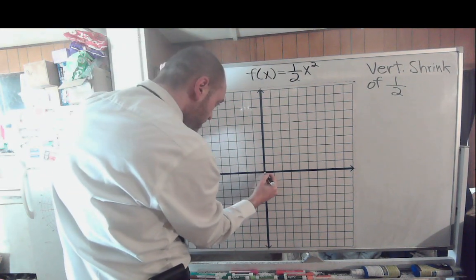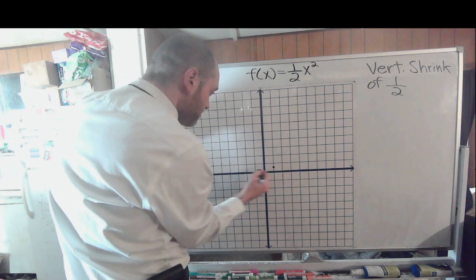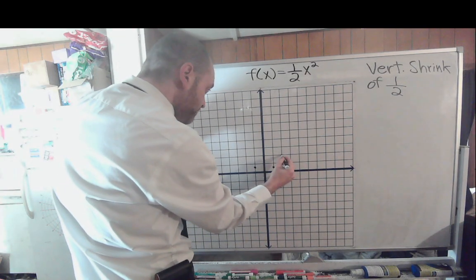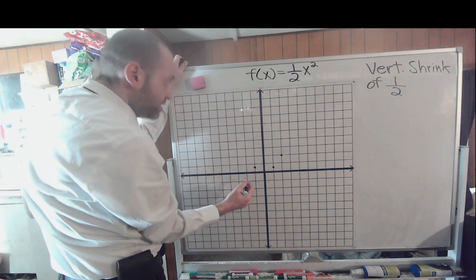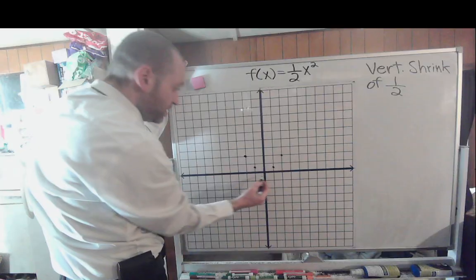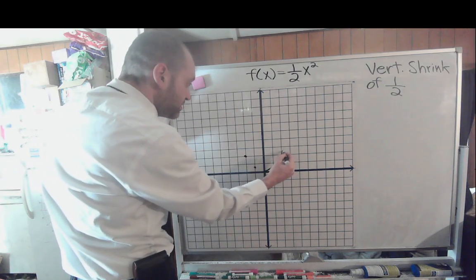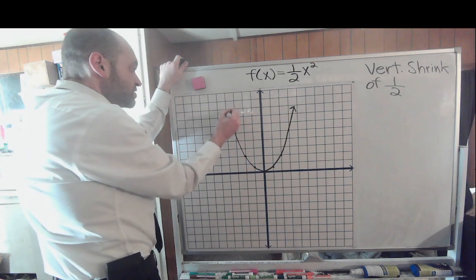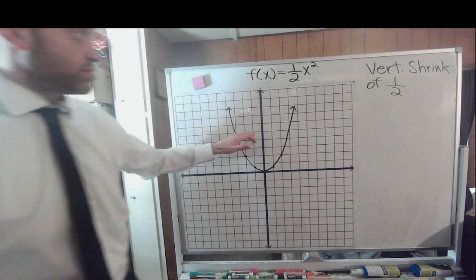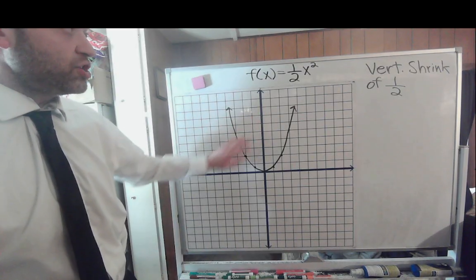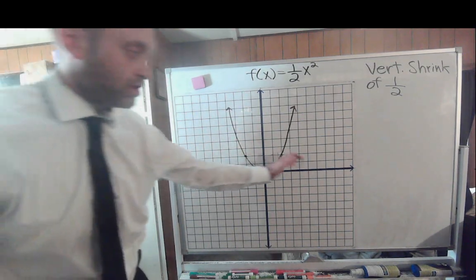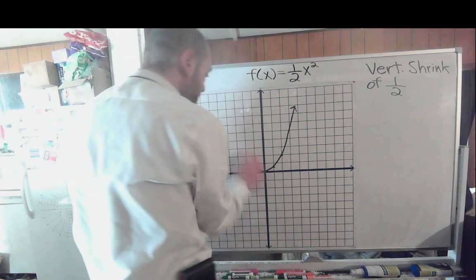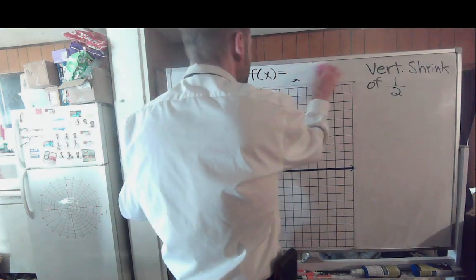So 0, 0. At 1, you would get 1/2. Same with negative 1. Now at 2, half of 4 is 2. At negative 2, you'd also get 2. And I think we got sufficient points to graph this. So yes, I have vertically shrunk this graph. It's not as tall, but I've horizontally stretched it. It gets closer and closer to the x-axis. That's what I've done. Now let's do one transformation that combines them all.